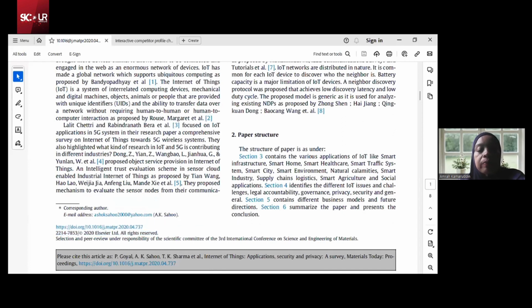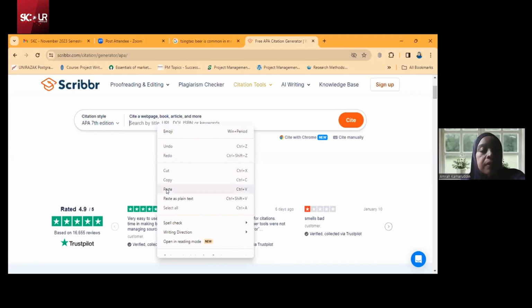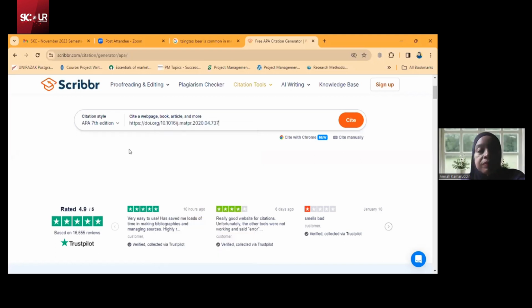Okay, and then you go back, stop share. And then you go back to the scribble just now. Yeah, and then you paste. You paste the DOI. Okay, you paste the DOI. Do you see this? And then you enter.